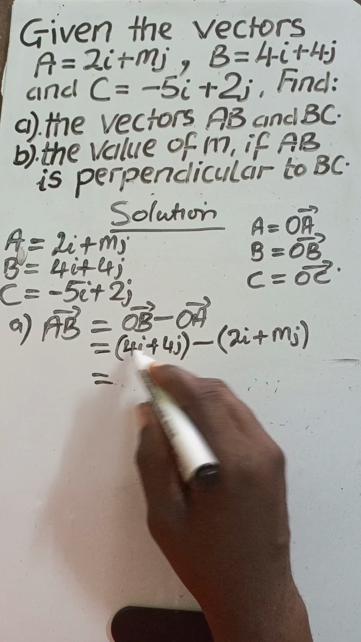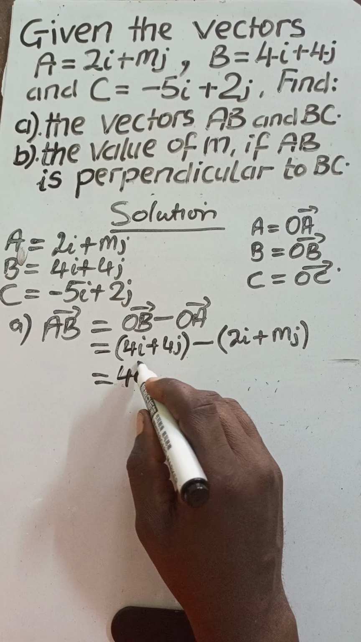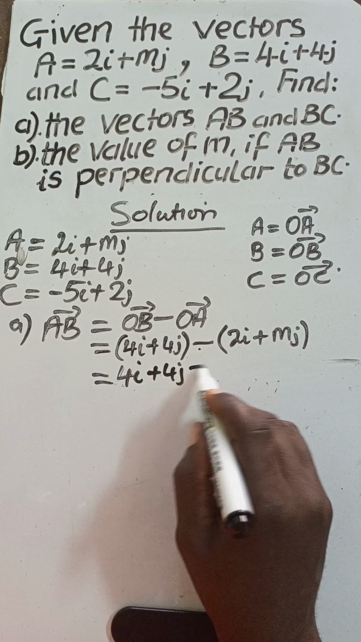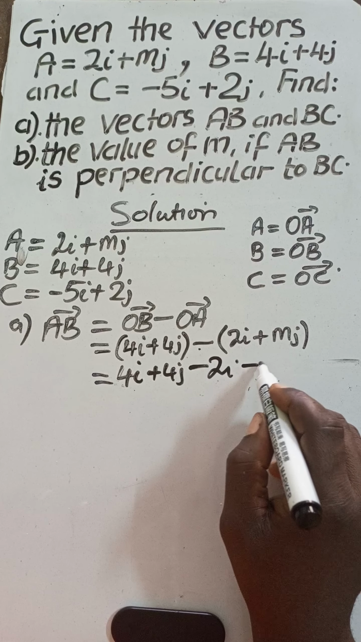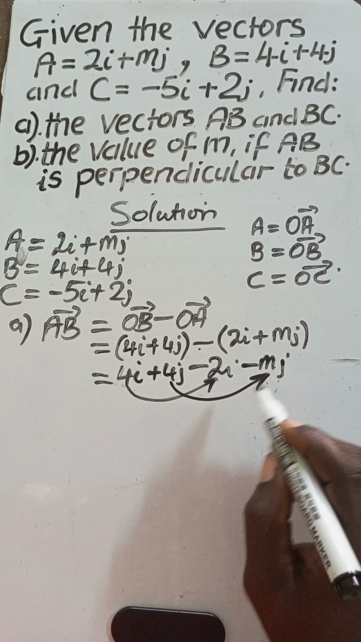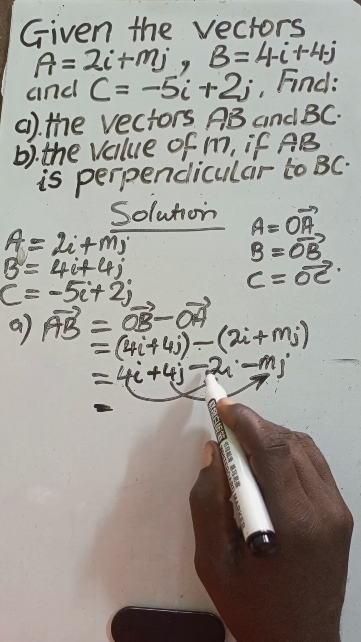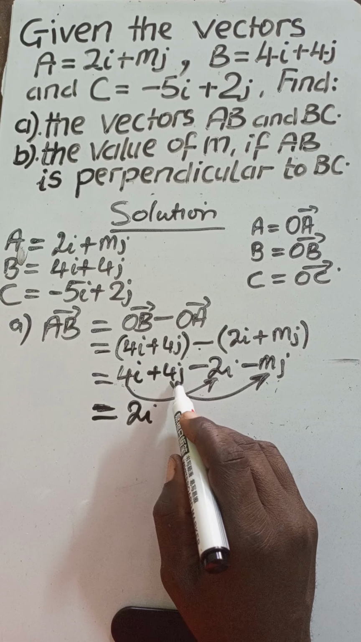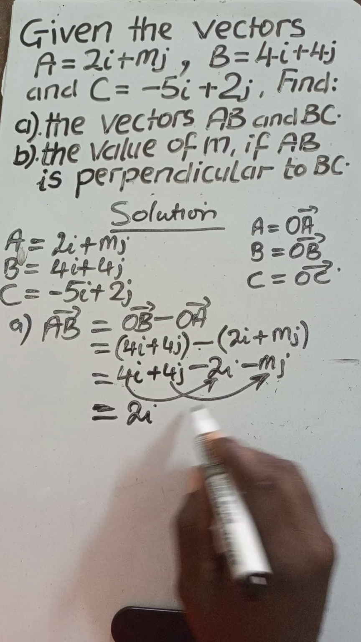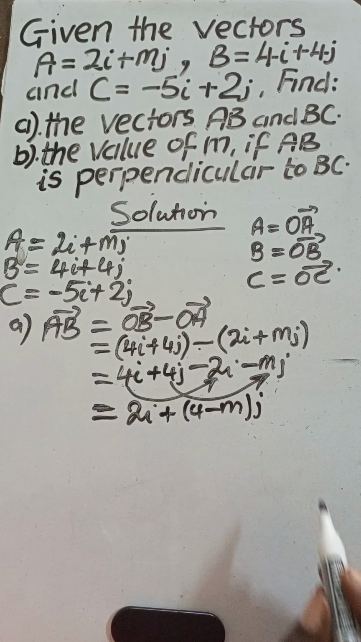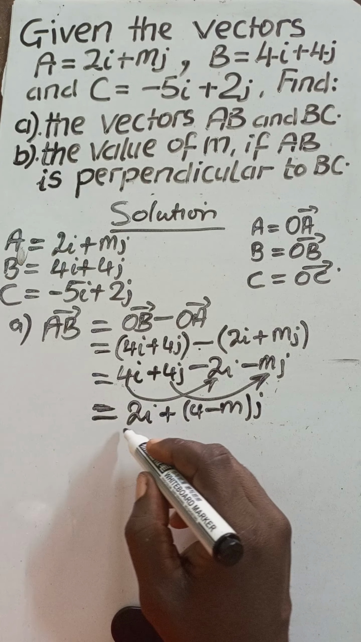Now let's open the parentheses. Like I said, these first parentheses are not very important, so we can just write that as 4i plus 4j. Now open this parenthesis. Negative times that is negative 2i. Negative times that is negative mj. Now I goes with I, j goes with j. So we'll say 4i minus 2i is positive 2i. 4j minus mj, since we don't know the value of m, we'll just say 4 minus m. All of them have the component j. So that will be the expression for the vector AB in terms of m.